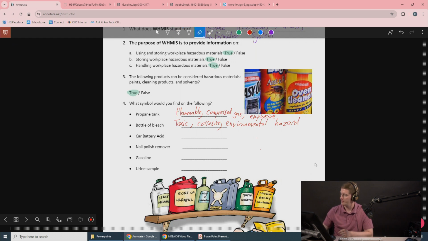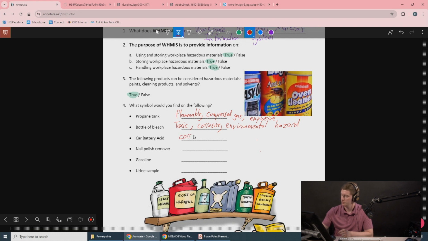Those are all good options. Car battery acid, definitely going to be corrosive. It's got acid in the name. And, you know, there's lots of other options there. I'm just going to stick for one for each of these.